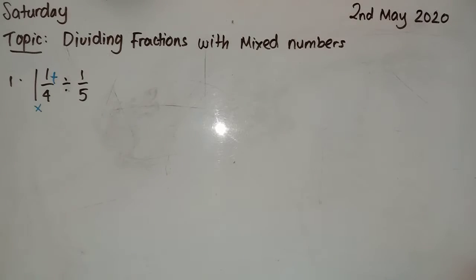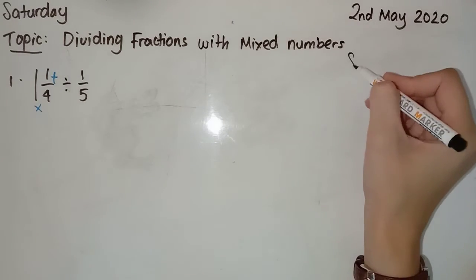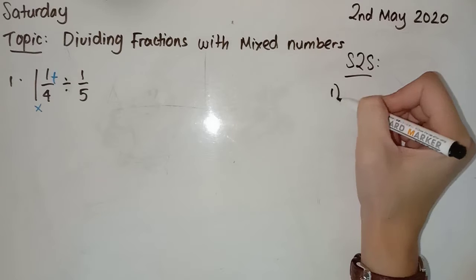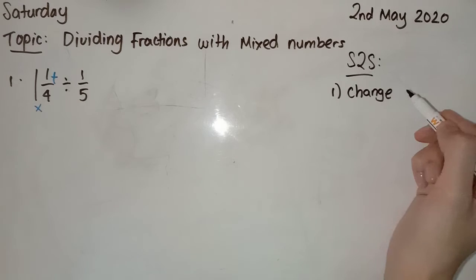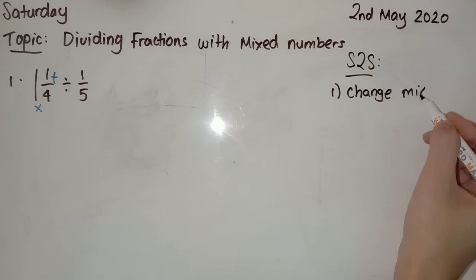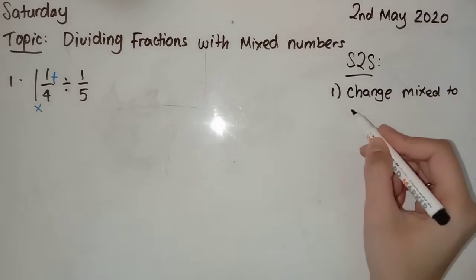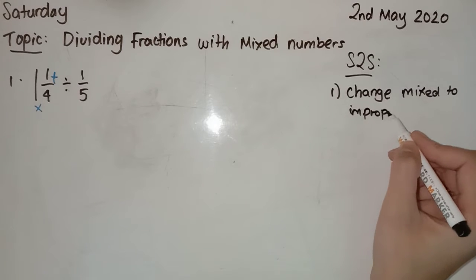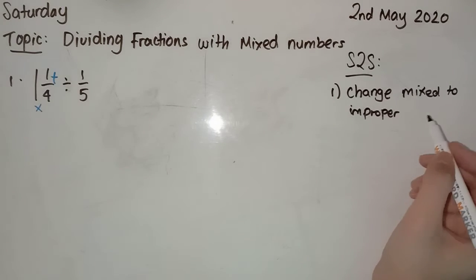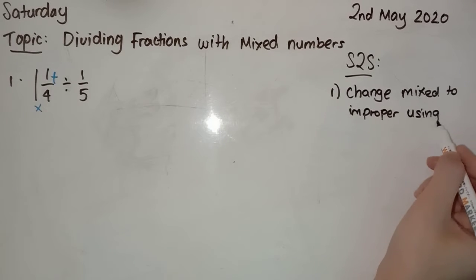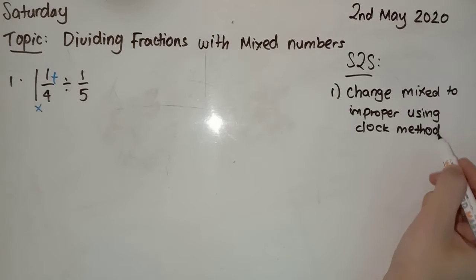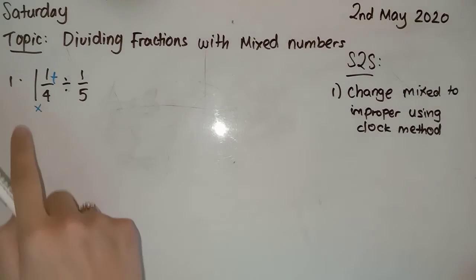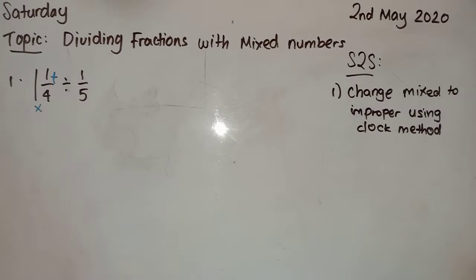Let me just write down our S2S for today. So our S2S, first thing first, is change. Teacher pakai shortcut saja ya. Change mix to improper using clock method, the one that you have learned and the one that you have done last week. Okay, so clock method, you times first and then you plus. I would like to see this, please.